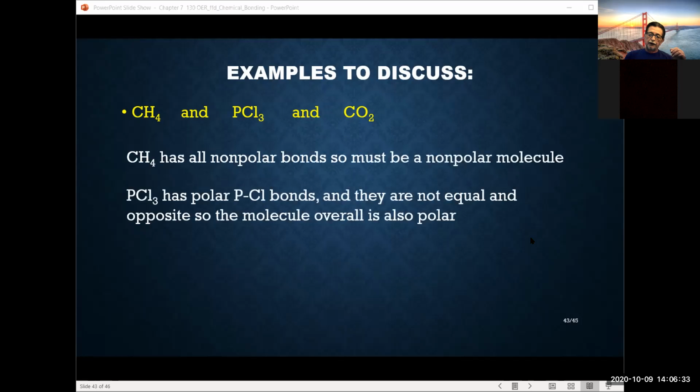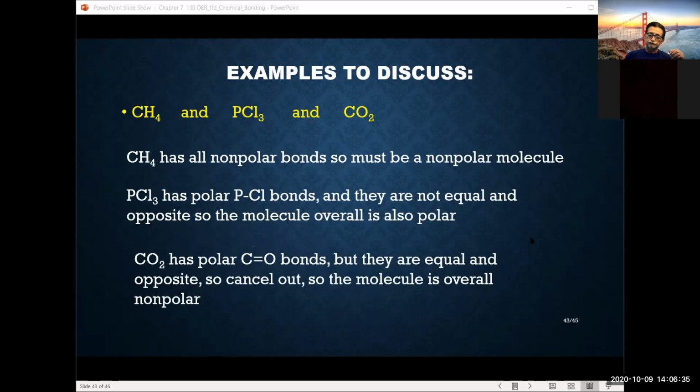Now, here we have some examples where we have methane, CH4. We talked about that earlier. It's all nonpolar bonds, so it is a nonpolar molecule.